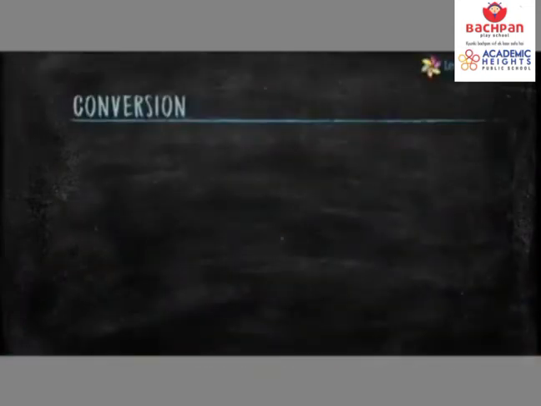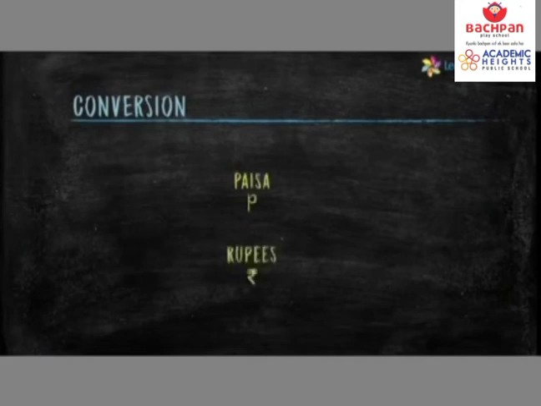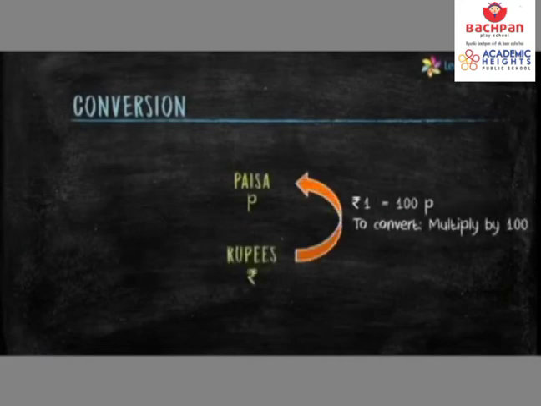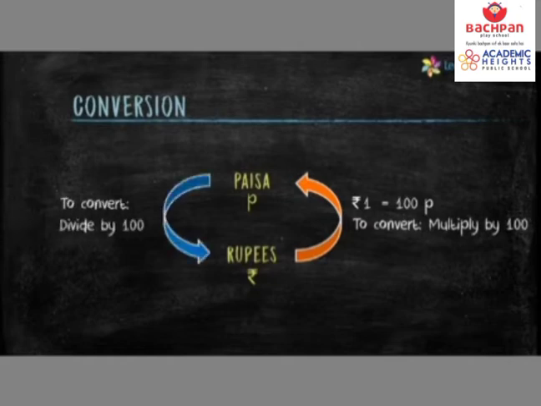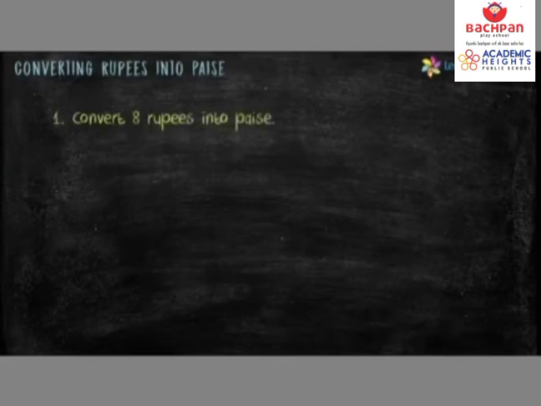As we all know, Indian currency is rupees and paise. So, 1 rupee is equal to 100 paise. When we convert rupees into paise, we multiply by 100. And when we convert paise into rupees, we divide by 100. Clear, students? So, first example, convert 8 rupees into paise.